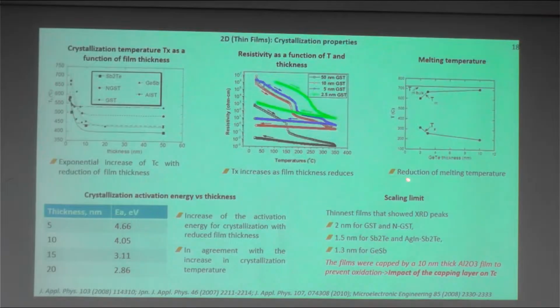Also, there is a reduction of melting temperature with the size. This is for germanium telluride. Here you see the melting temperature, this is bulk, and this is the thin film. So crystallization activation energy against the thickness also changes. It increases with reduction of thickness. Here, if we have 20 nanometers, it's close to the bulk value, and then it's increasing to the value of 4.7.